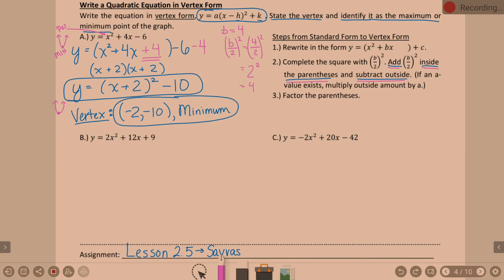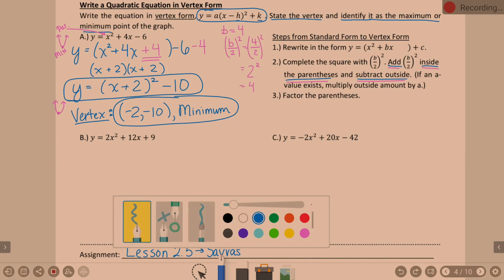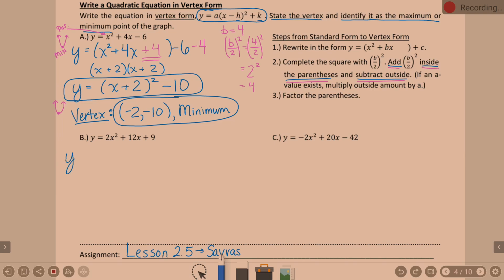Okay, let's try B. Y equals 2x squared plus 12x plus 9. Okay. Rewrite in the form y equals x squared plus bx and then plus c. Let's start by separating it. What's going to go in the parentheses? Officially, right now, it's the 2x squared plus 12x. And then what happens? We leave a blank, and what goes outside the parentheses? The c value, plus 9.